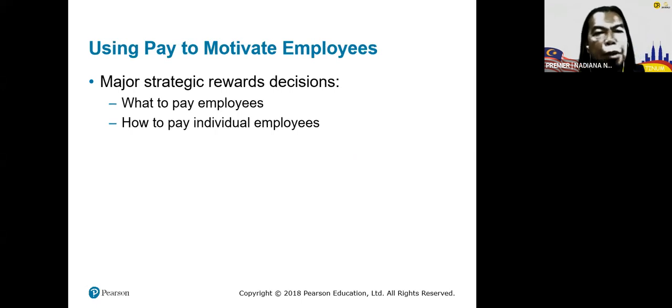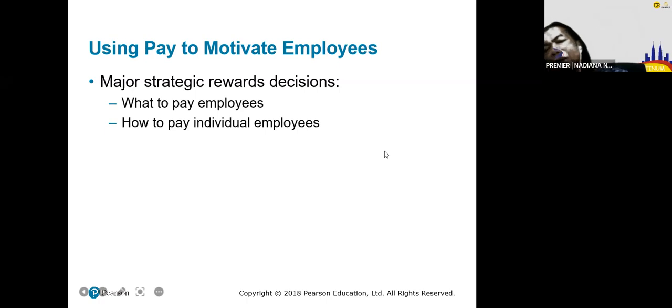The next is using pay to motivate employees. Using pay, using reward. Major strategic reward decisions: what to pay employees, how to pay individual employees. Because some of them work as a group, not as individuals, that means we must give reward equally to the individual, not different rewards among the group.